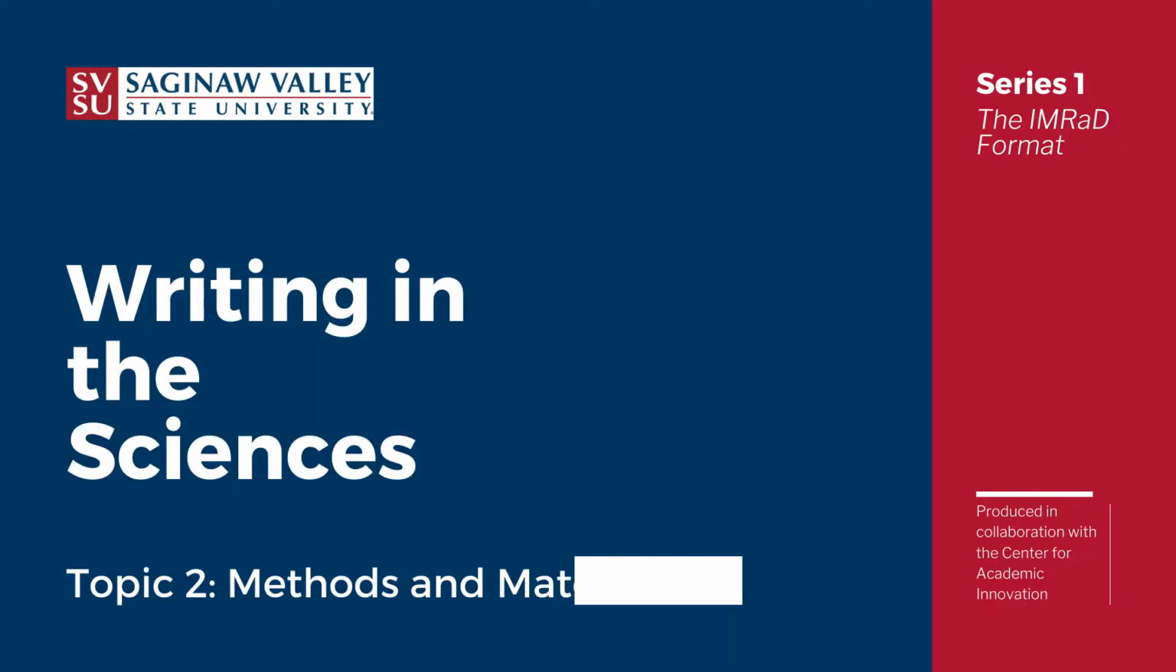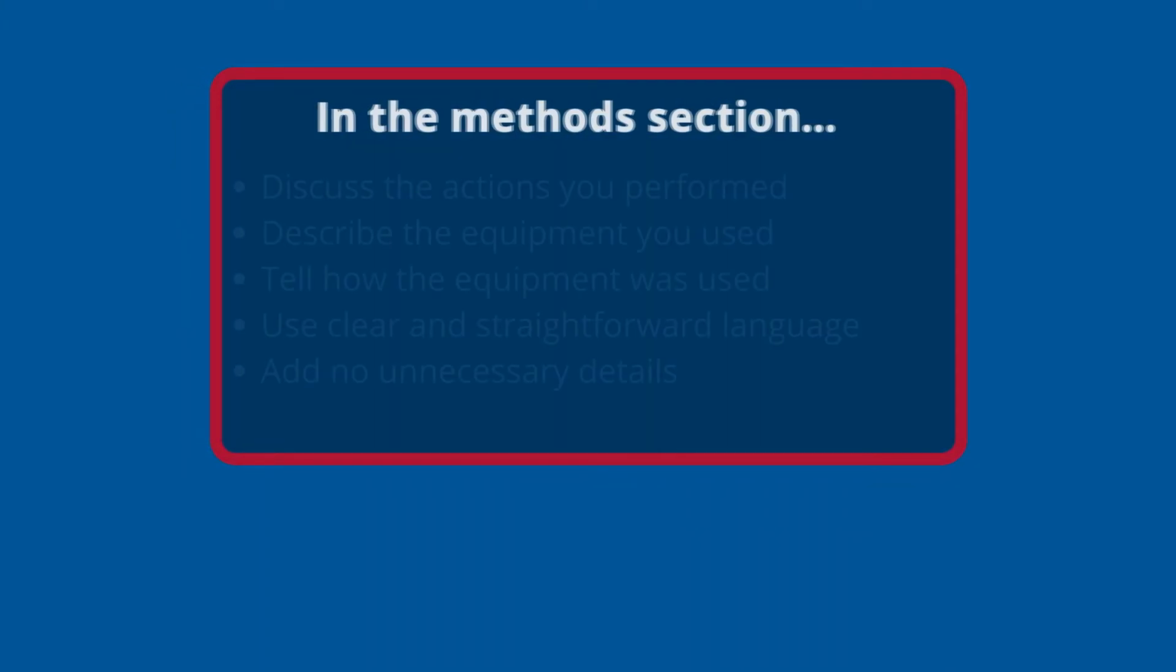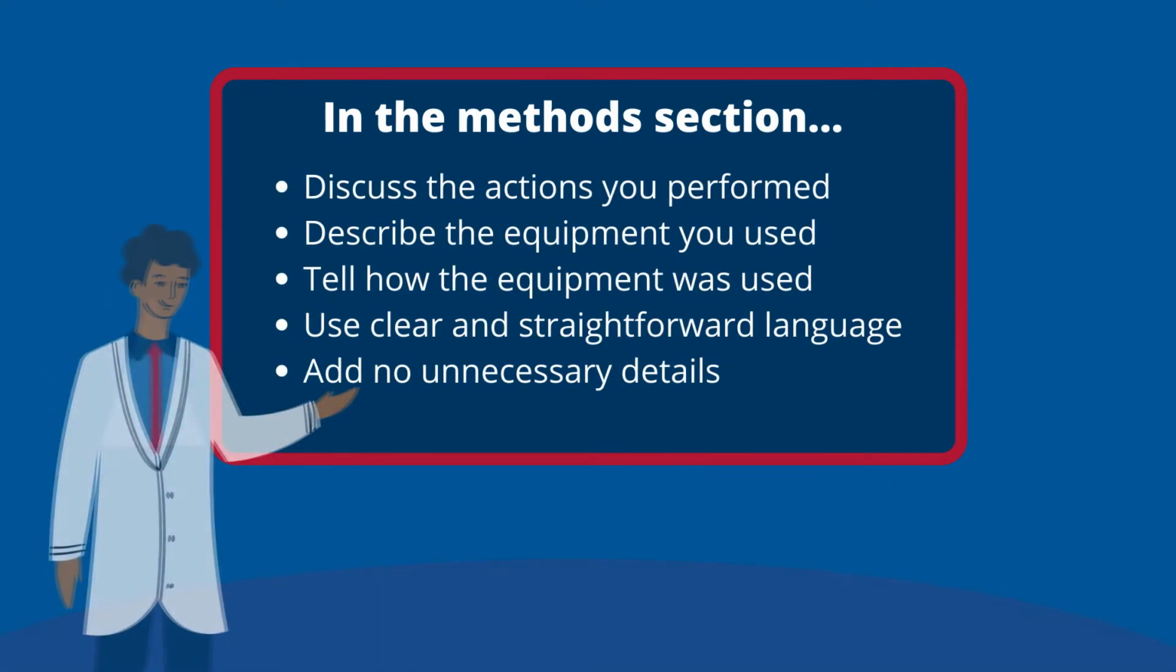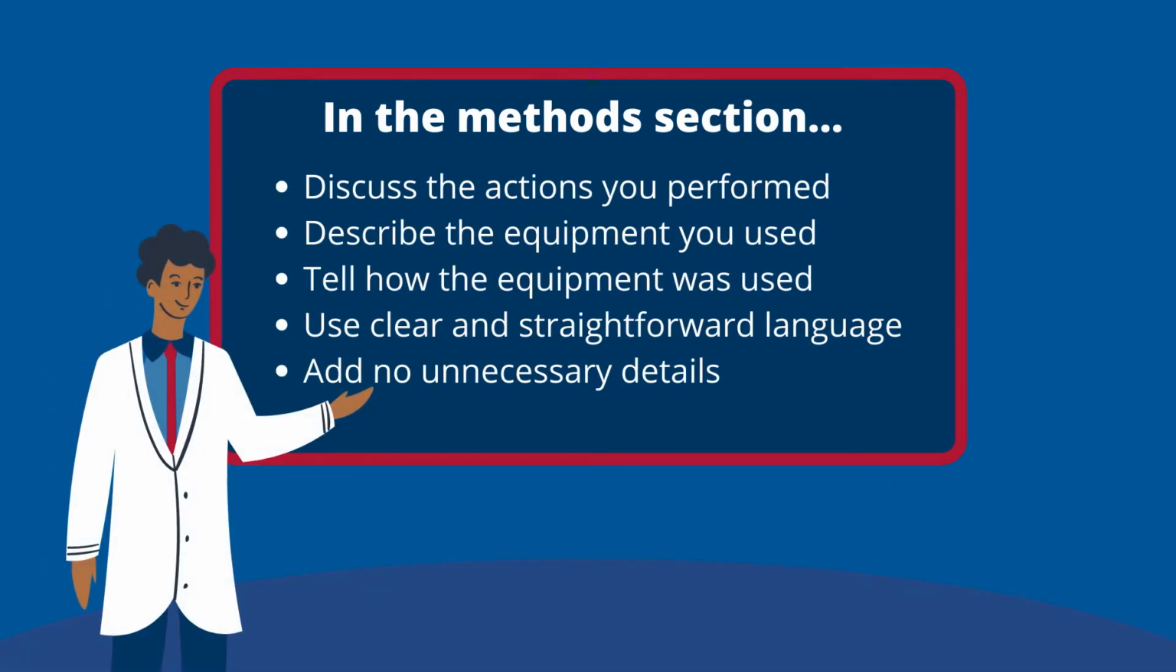The Methods and Materials section provides a detailed description of the experimental procedure. The goal of this section is to provide the reader with a clear understanding of the actions you performed during the lab and what equipment you used and how, so that, using only your instructions, they would be able to successfully perform the experiment.